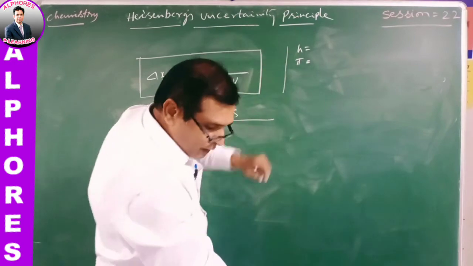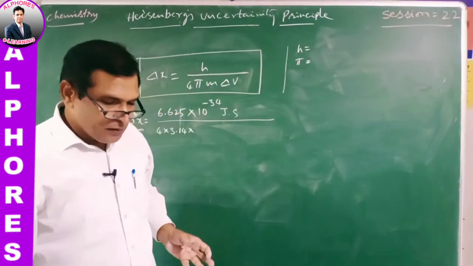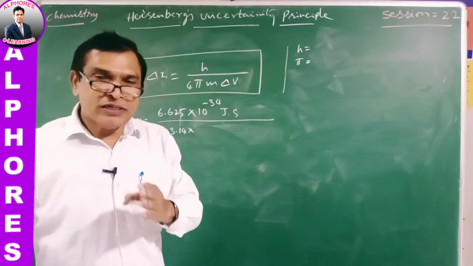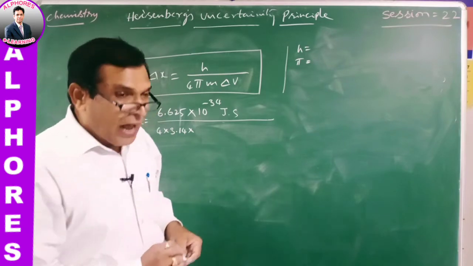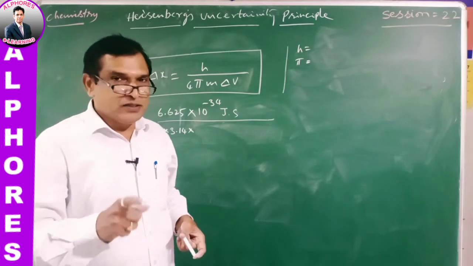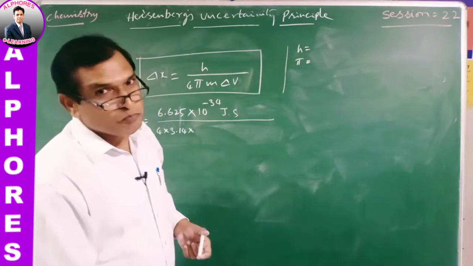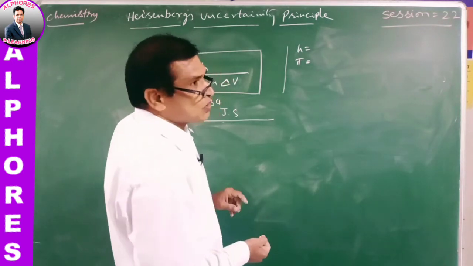I repeat the problem once again. An electron has a speed of 40 meters per second. The electron is moving with a speed of 40 meters per second. The accuracy is 99.99%. So what is the uncertainty in the position of the electron? So write the uncertainty in the position of the electron.